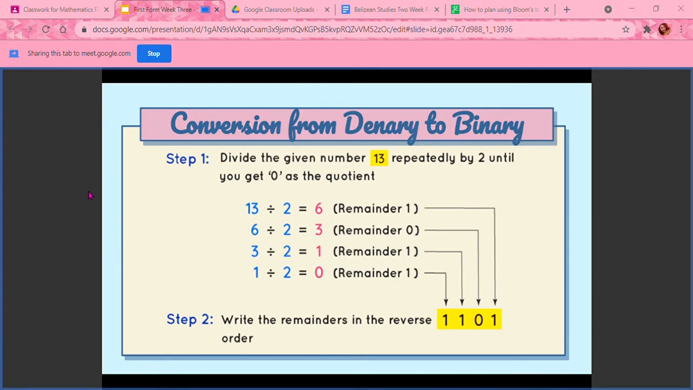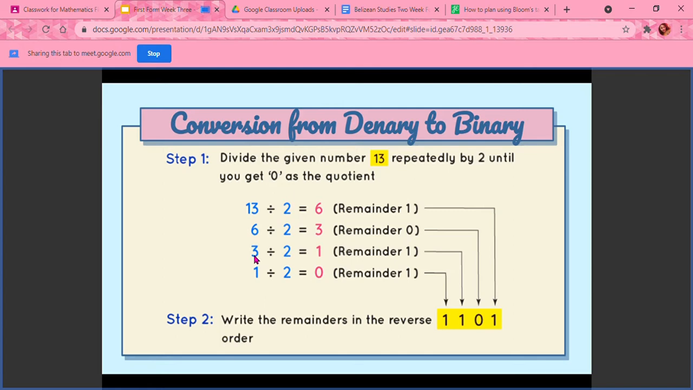The first step is that I'm going to divide 13 by 2. 13 by 2, how many times? That goes 6 times. And how many remainder? I get a remainder of 1. I'm going to take the 6 and divide it by 2, and I get 3 and a remainder of 0.